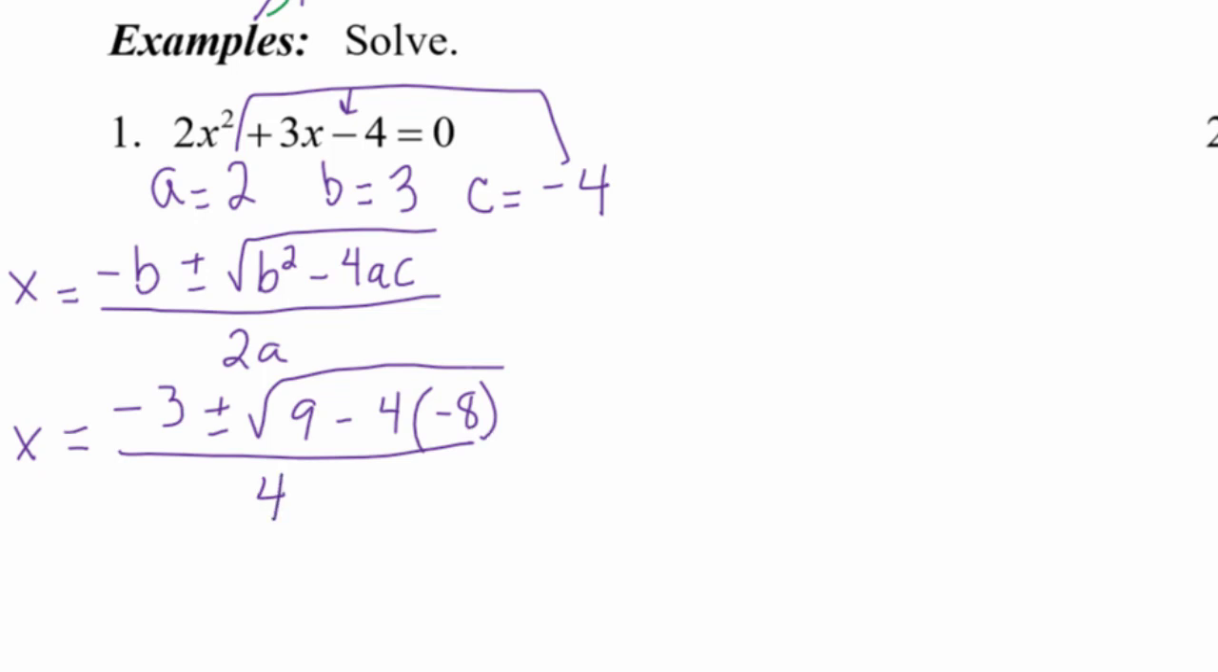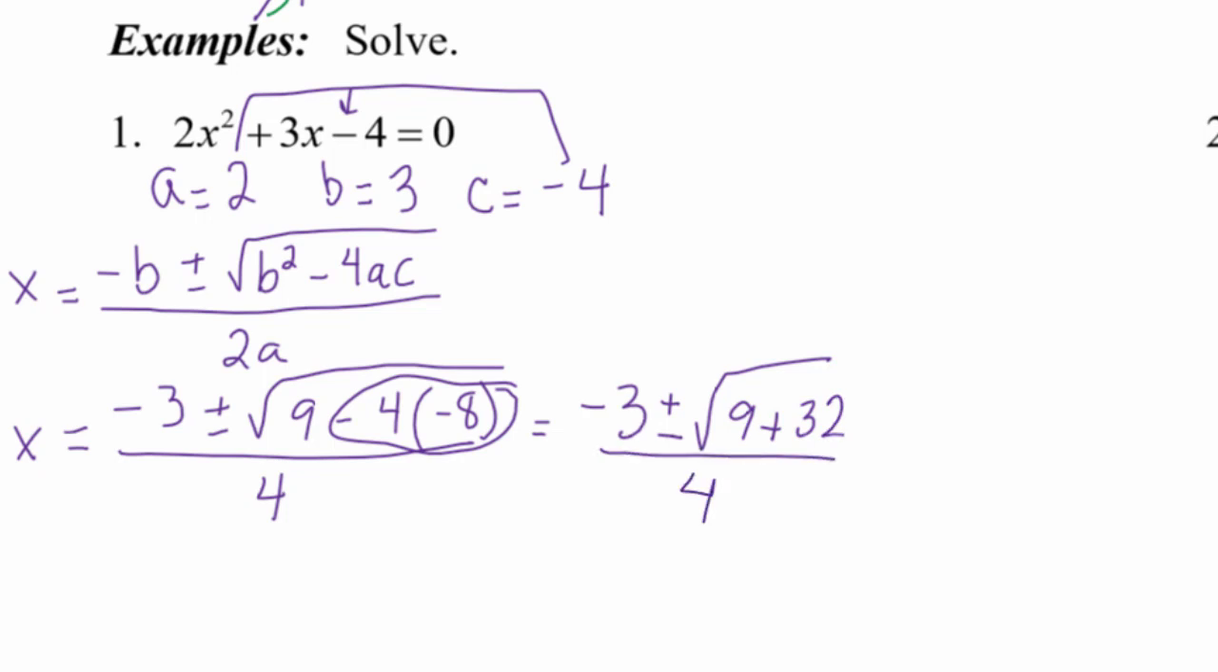In this radicand, we are going to do multiplication first. We're going to multiply the -4 and the -8 together first before we add the 9. Be careful here. So we get the opposite of b, -3, plus or minus the square root of 9 plus 32, 4 times 8, right? All over 4. Then we add together under the radical: -3 plus or minus square root of 41, all over 4. And since 41 doesn't have any perfect square factors, we are done.